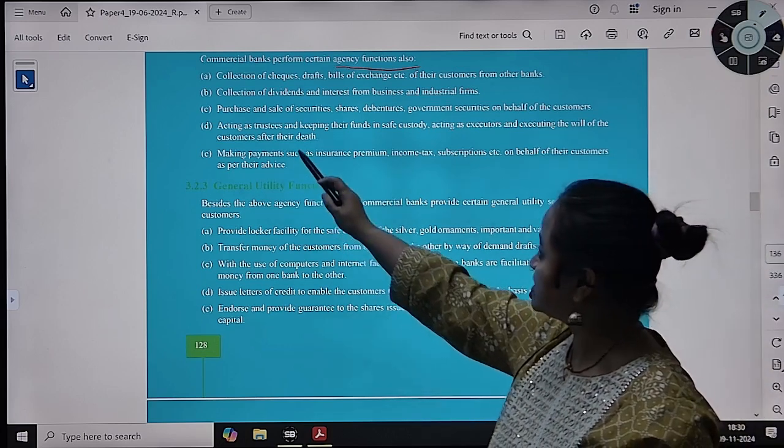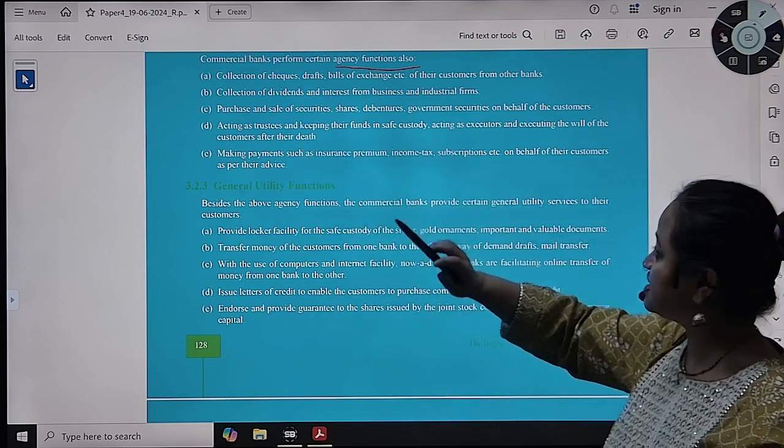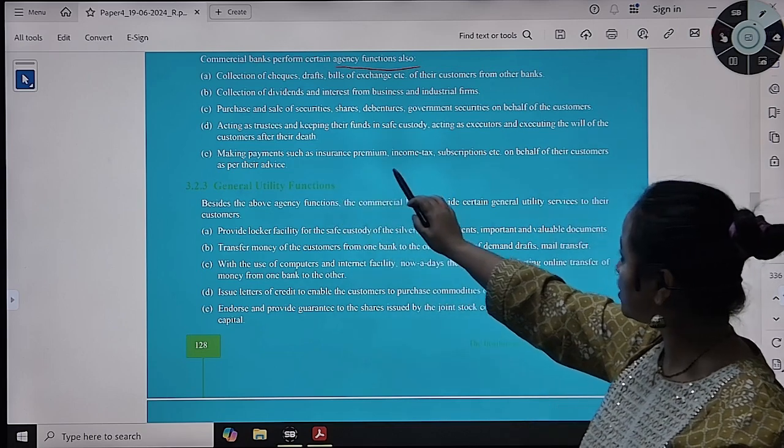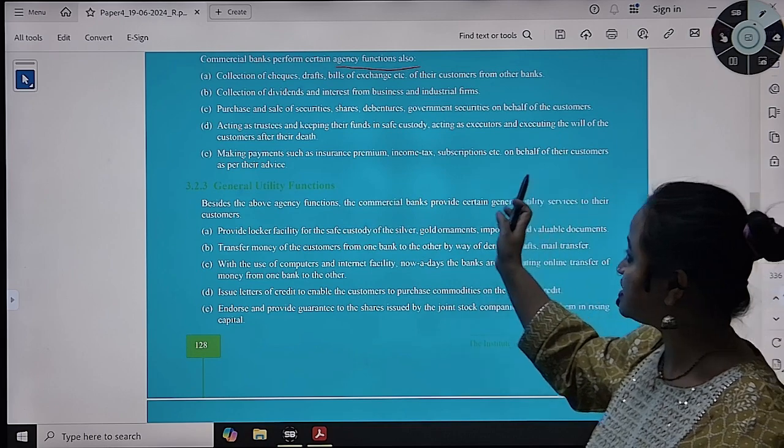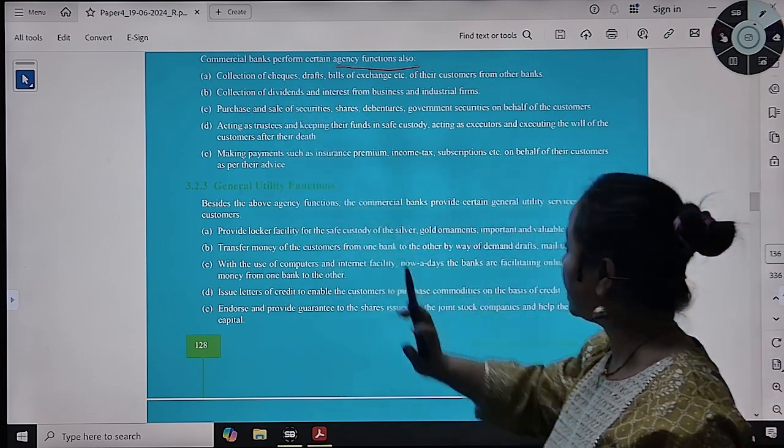Then acting as trustee and keeping their funds in safe custody. Making payments such as insurance premium, income tax, subscription, etc. on behalf of their customers as per their advice. So these are your agency functions.